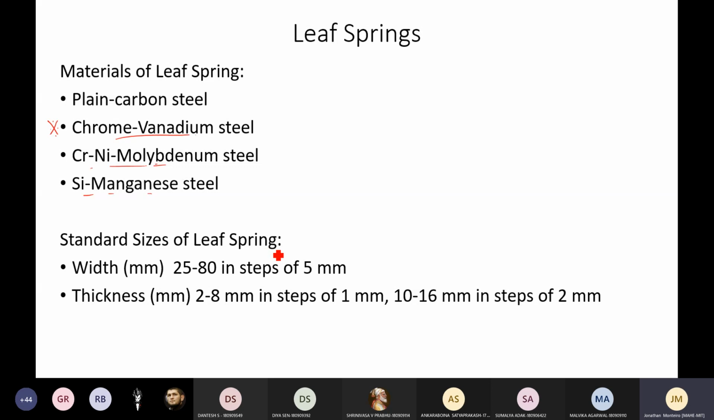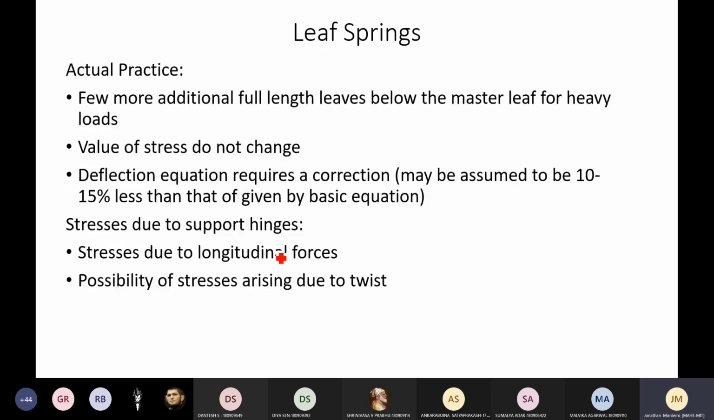Some of the standard sizes of the leaf springs are from 25 to 80 mm in steps of 5 mm each. So again, just as with helical springs, you have a variation, that is you have to set the spring to a predefined value, and thickness is from 2 to 8 mm in steps of 1 mm and 10 to 16 mm in steps of 2 mm. So these are some of the standard sizes of the leaf springs that are available.